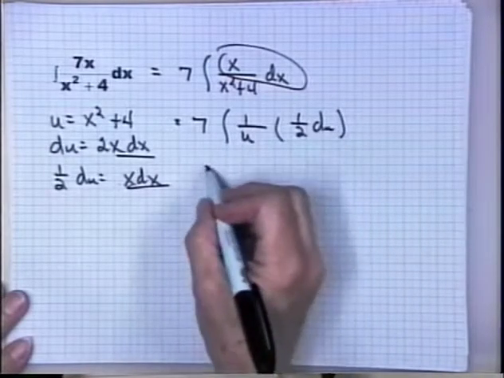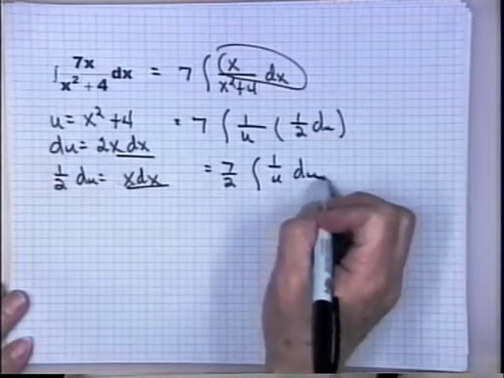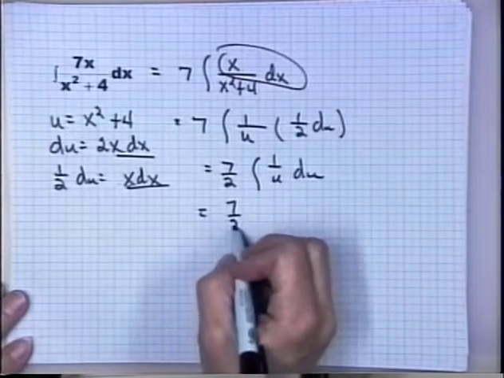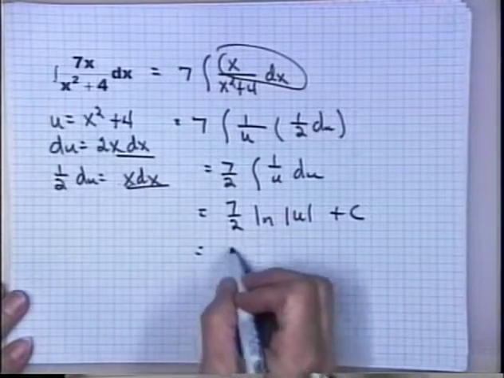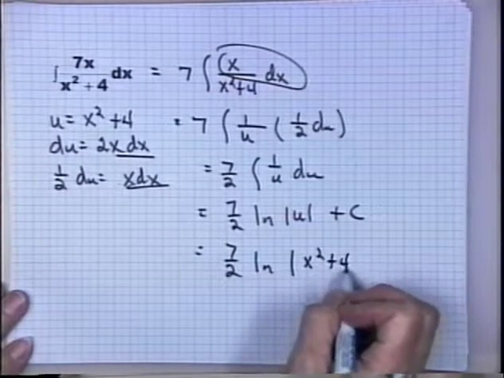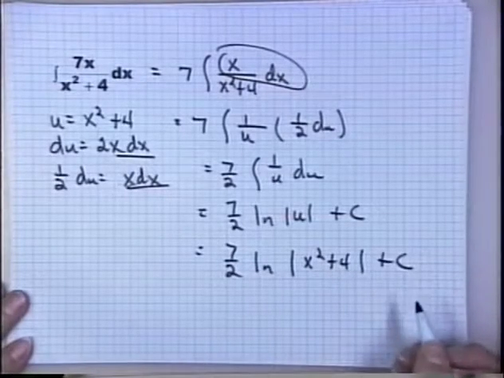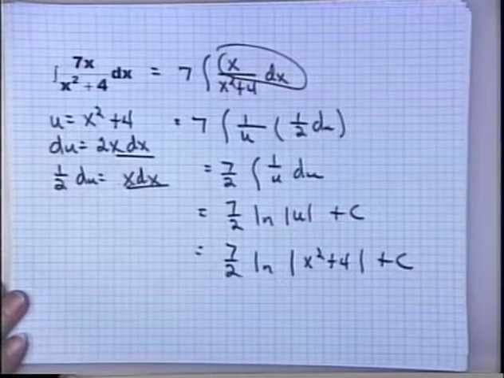You can pull the 1/2 out with the 7. 7/2 times the integral of 1 over u du gives you 7/2 natural log absolute value of u plus c, and then you can substitute back in for your u. Now, how easy or hard this is really depends on how well you know those basic forms.